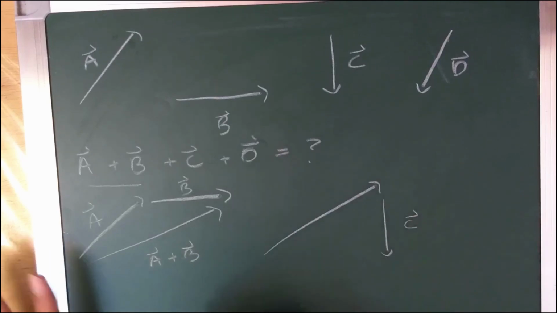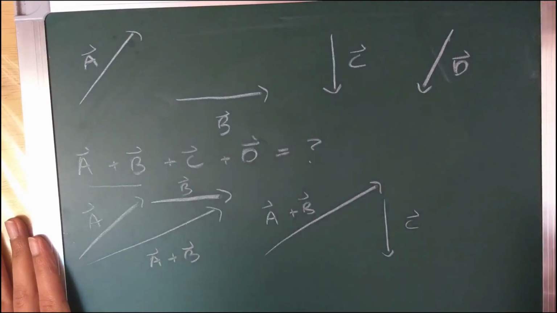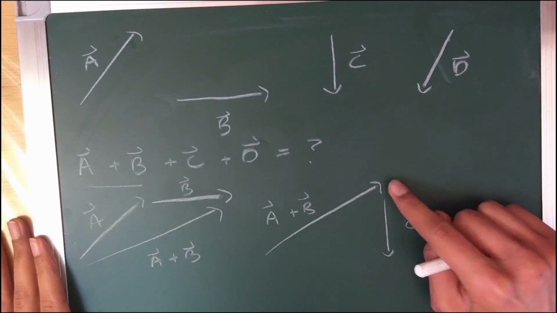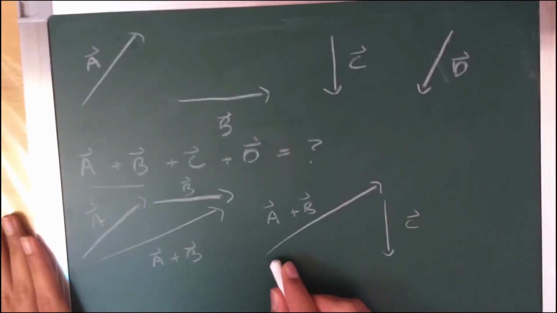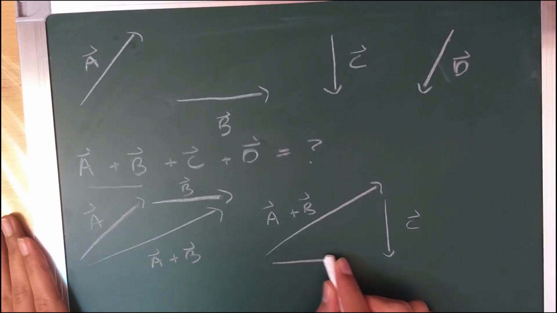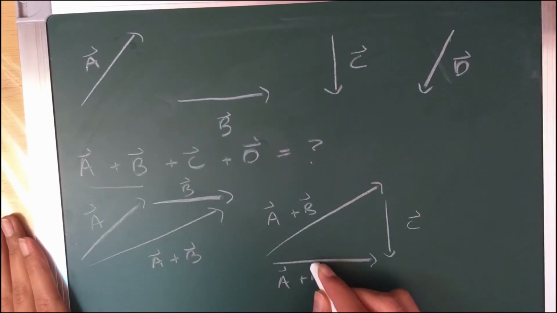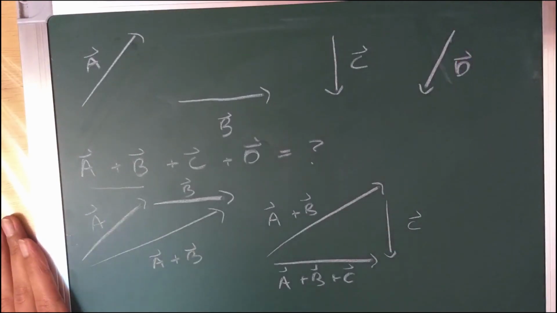This is C, this is A plus B, and I've brought the tail of C to the tip of A plus B, and now I see a tail and a tip that I can connect, and let's go ahead and do that. And this is A plus B plus C. And I'm running out of board space, so let's remember what this looks like. This is just a horizontal line, and then we'll add it to D.